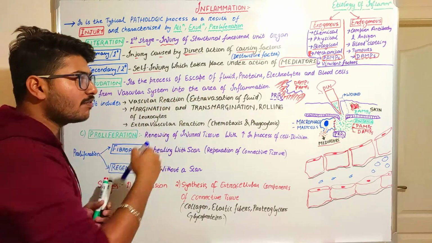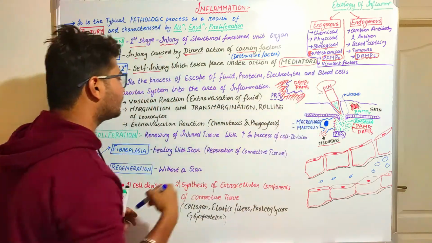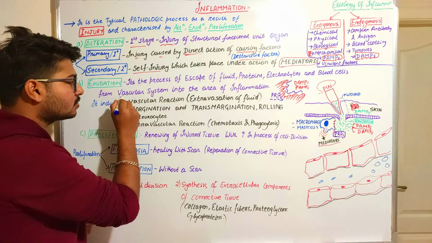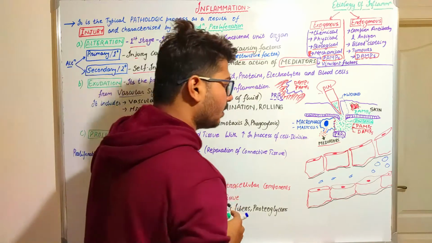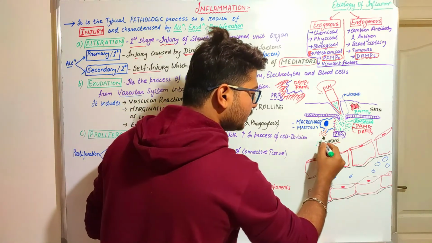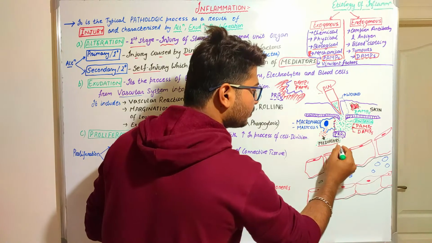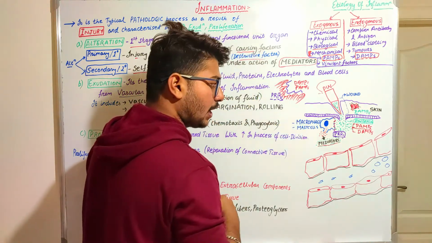Exudation is the process of escape of fluids, proteins, electrolytes and blood cells from the vascular system into the area of inflammation. Let's see the diagram now. Till now, what happens? The mediators are released. These mediators are nothing but the chemical substances that are produced from the macrophages or the phagocytic cells.